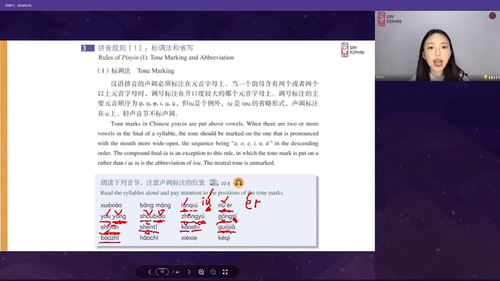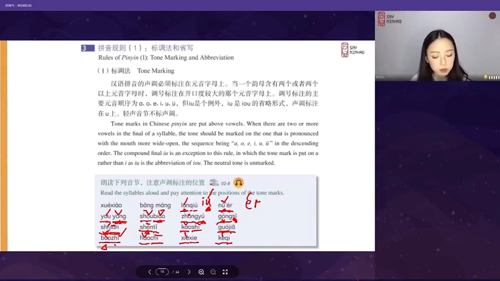Next is bàozhǐ, bào, we can see a, just mark a. As for zhǐ, only one final, just mark the only one. Hǎo, there is a, so mark a. Chī, only one final, mark i. Xiè, because there is e, mark e. Next one is neutral tone, don't mark it. Okay, don't mark anything for the neutral tone. Next, kěyi, mark e and yi is neutral tone again, don't do anything.